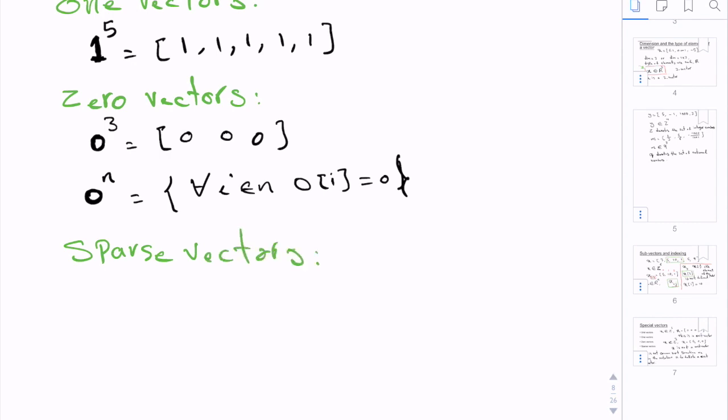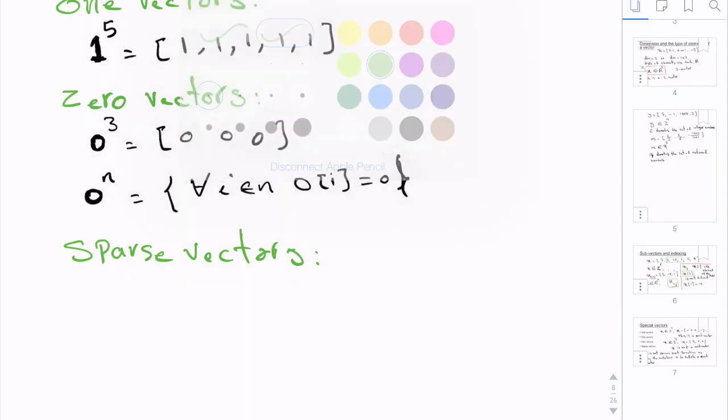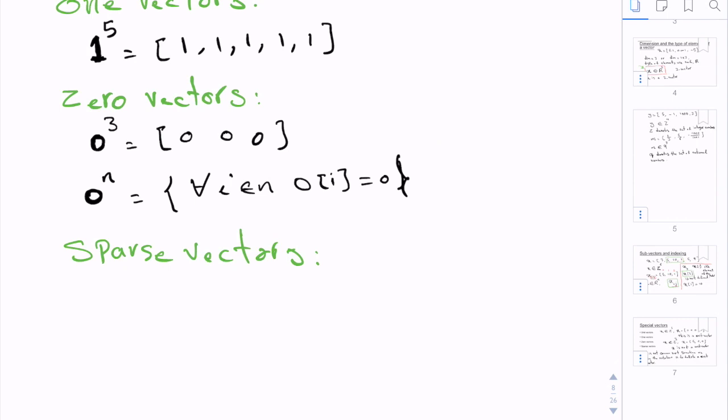Sparse vectors. Sparse vectors are vectors in which almost all elements except a few are 0. There is no rule that says if 5% of elements are non-zero it's a sparse vector, or 10%, or 50%. It depends on different applications. For different applications, the definition of sparse vectors is different.